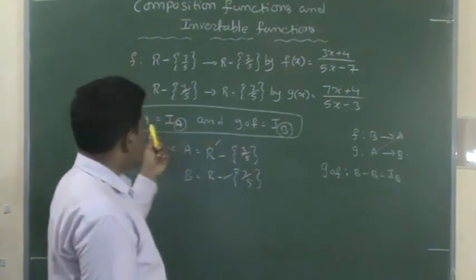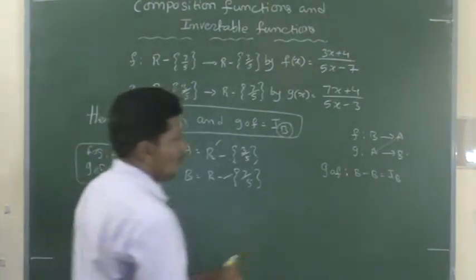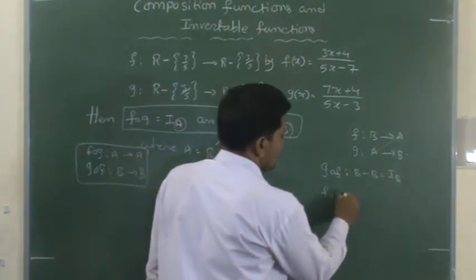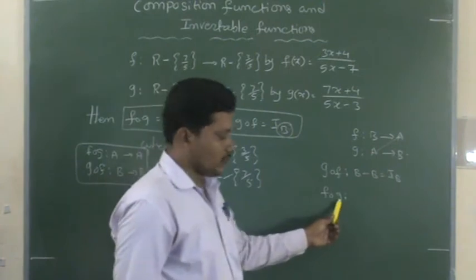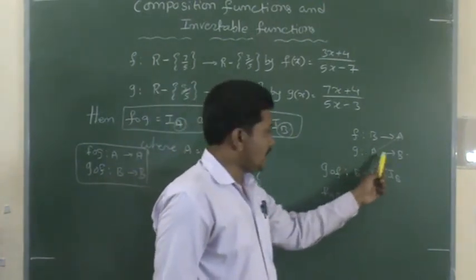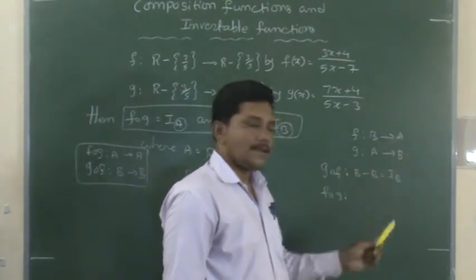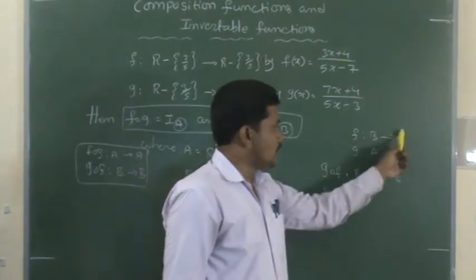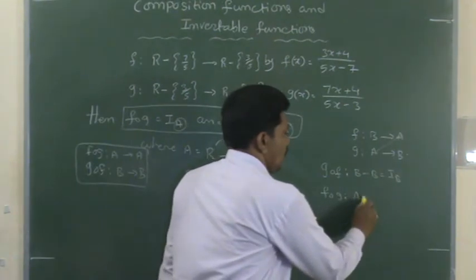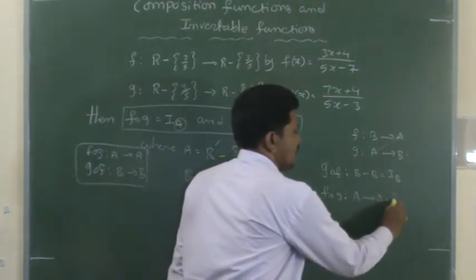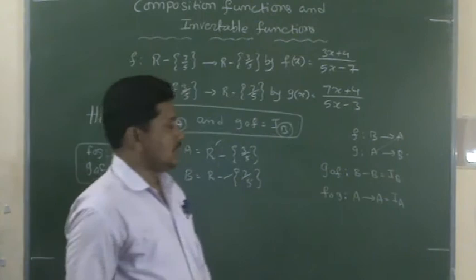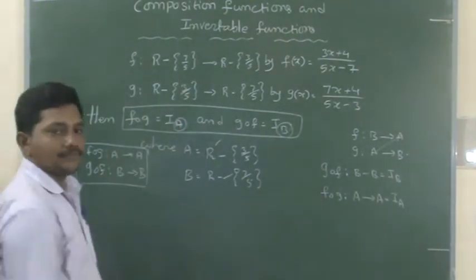Same I can explain for this also. See, what is f circle g? First you have to consider g. g is mapping from A to B, right? After that we consider f, f is mapping from B to A. By transitivity, what happened? A to A. So therefore, f circle g is mapping from A to A. This is called the identity function with respect to A. This is the given.